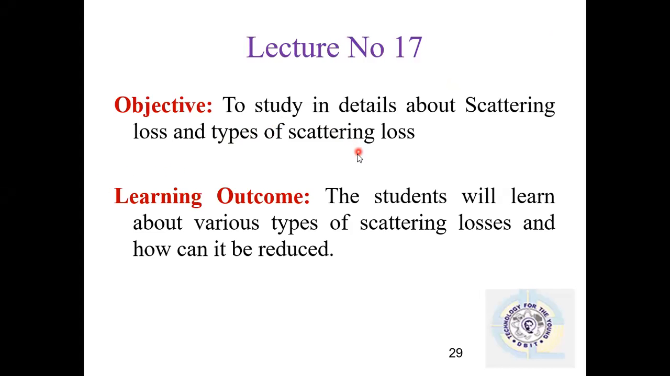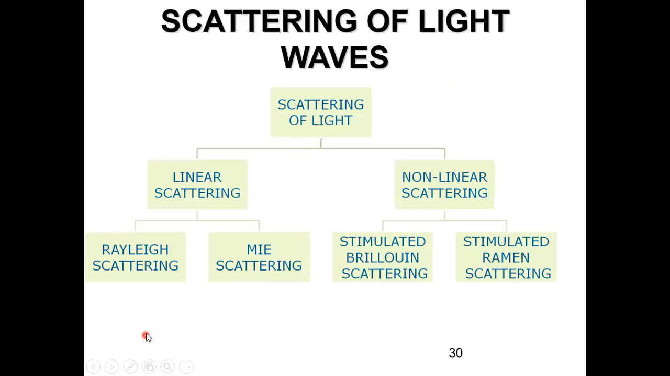So the objective of today's lecture is we will study in detail about the scattering loss and types of scattering loss, and then how I can reduce the scattering loss. So I had shown this diagram yesterday. Remember again, scattering losses are of two types: linear scattering and non-linear scattering.